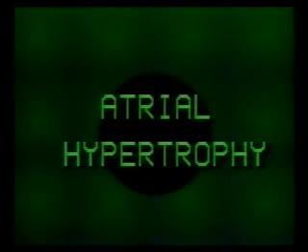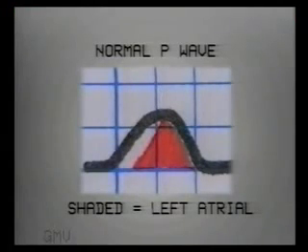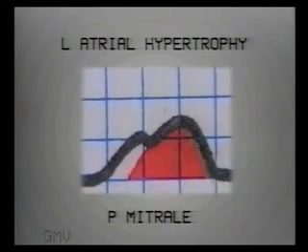Atrial hypertrophy. Atrial hypertrophy can be diagnosed from the contour of the P waves, seen best in lead 2. The P wave represents depolarization of both right and left atria. The SA node starts the depolarization in the right atrium. So the initial part is contributed by the right atrium, and the later part of the P wave, shaded in the diagram, is contributed by the left atrium.